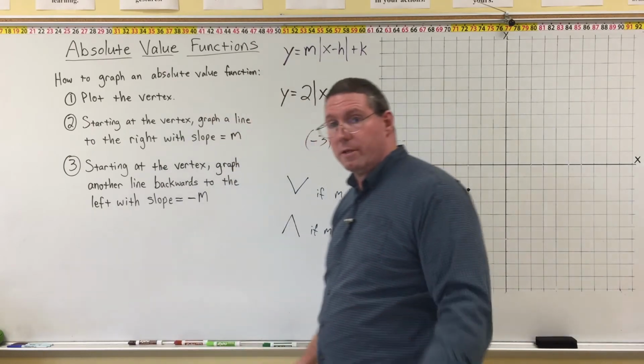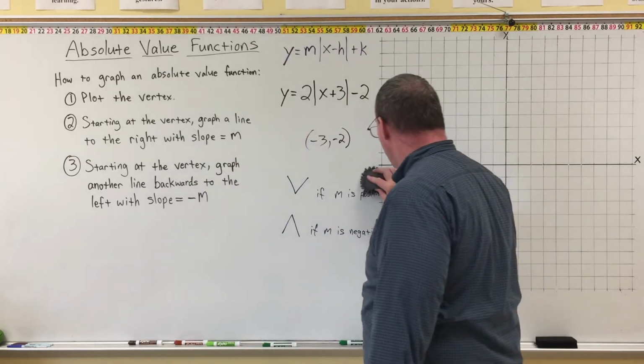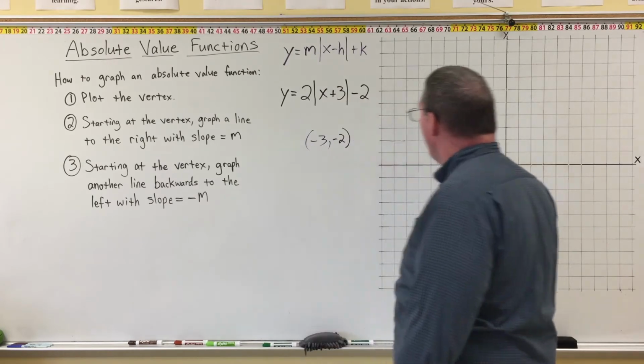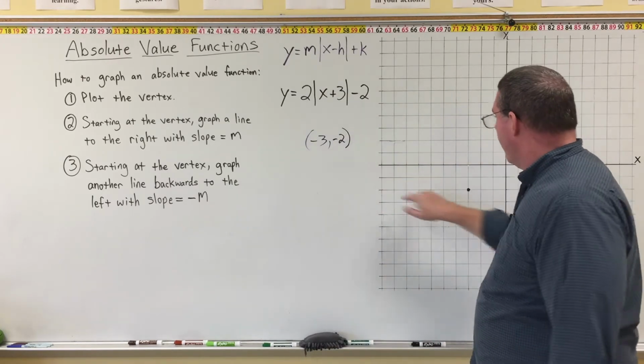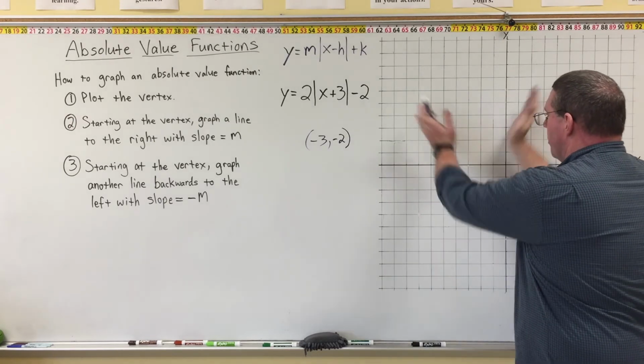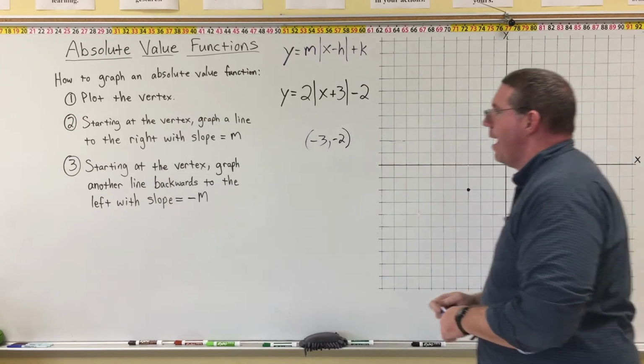And you can mess around with this on Desmos if you want to, but it'll probably help you understand it a little more. All right, so our vertex is at negative 3, negative 2, which is right here, and we know that it's going to be opening upward. It's going to be a regular V shape. And now let's go to step 2.